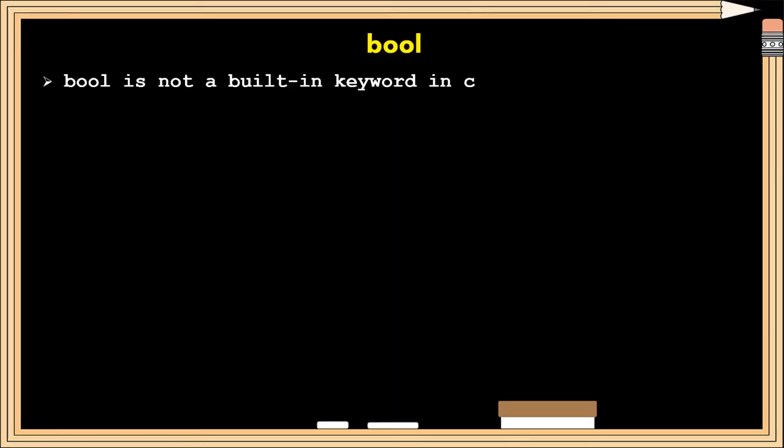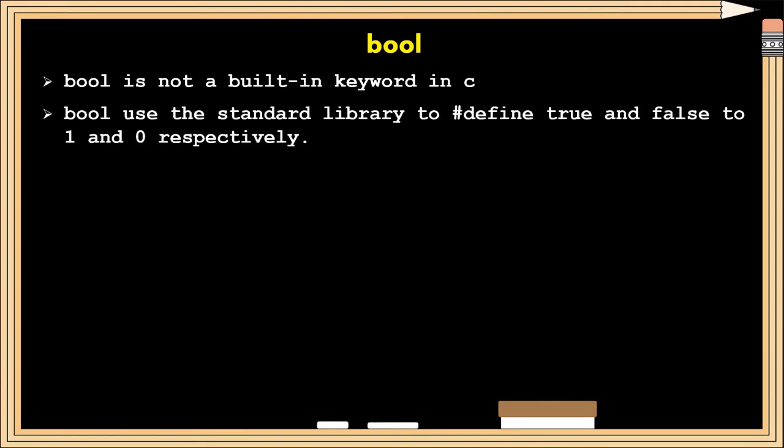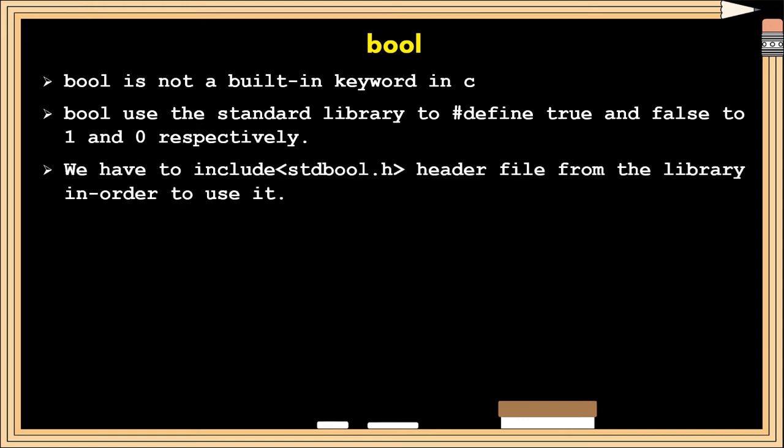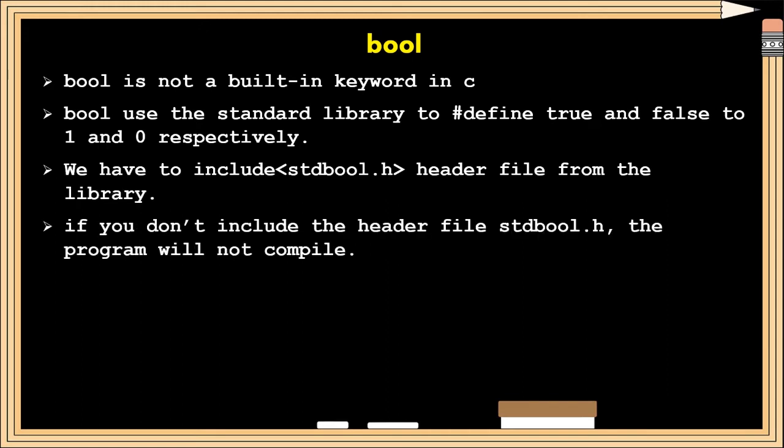Next, we will discuss the bool data type. bool is not a built-in keyword in the C programming language like _Bool. bool uses the standard library to define true and false as 1 and 0 respectively. We have to include the stdbool.h header file in order to use bool as a data type. If you are not including the header file stdbool.h, then the program will not compile.